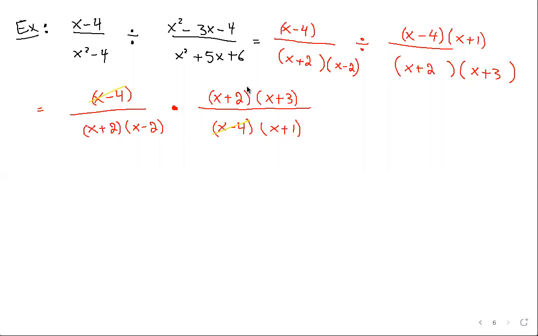What about x plus 2? Yes, x plus 2 with x plus 2. What else? I think that's it. We can't cancel more. So the answer is x plus 3 times 1 here, which gives me x plus 3 over x minus 2 times x plus 1. x minus 2 times x plus 1.